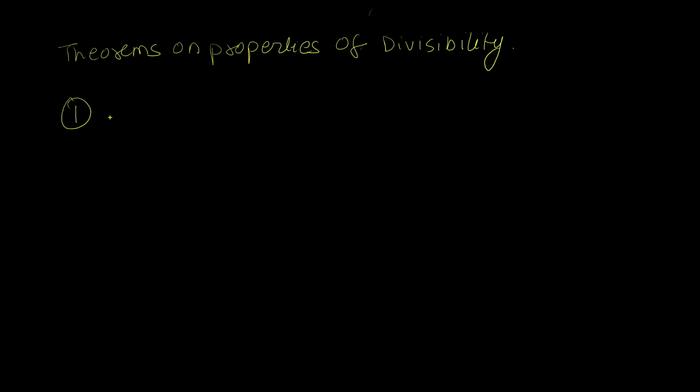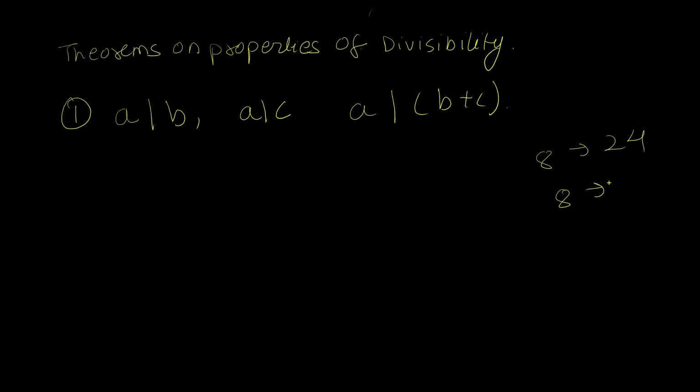The first theorem states that if A divides B and A divides C, then A would divide the sum of B and C. And this is pretty easy to see. So for example, 8 divides 24, 8 divides 16, and therefore 8 would divide the sum of 24 and 16. But how do I prove this formally? I can borrow the definition of divisibility from earlier.